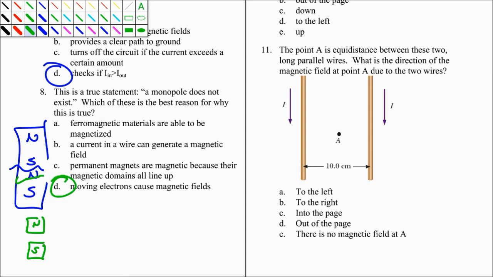Because moving electrons actually cause these magnetic fields, and since you can't split up this electron, then you're not going to split up a magnet.